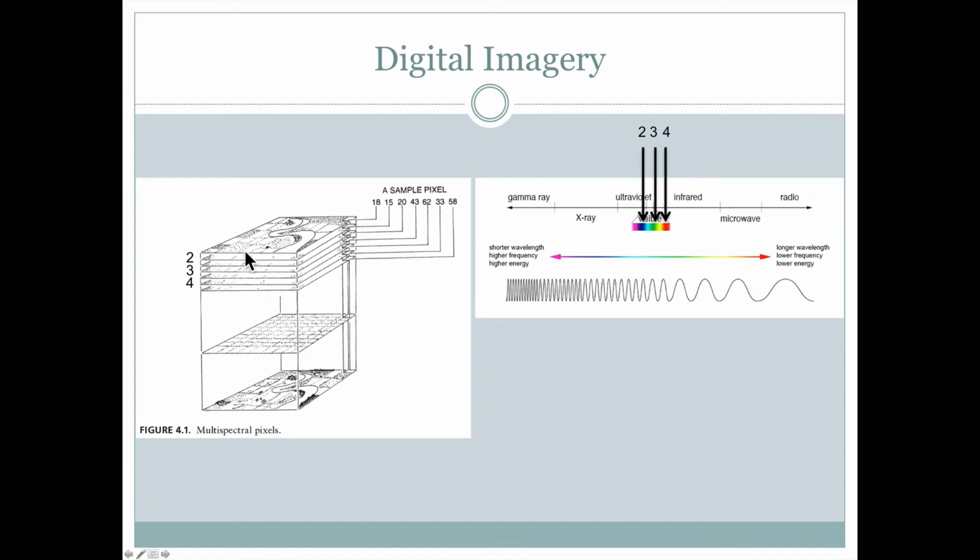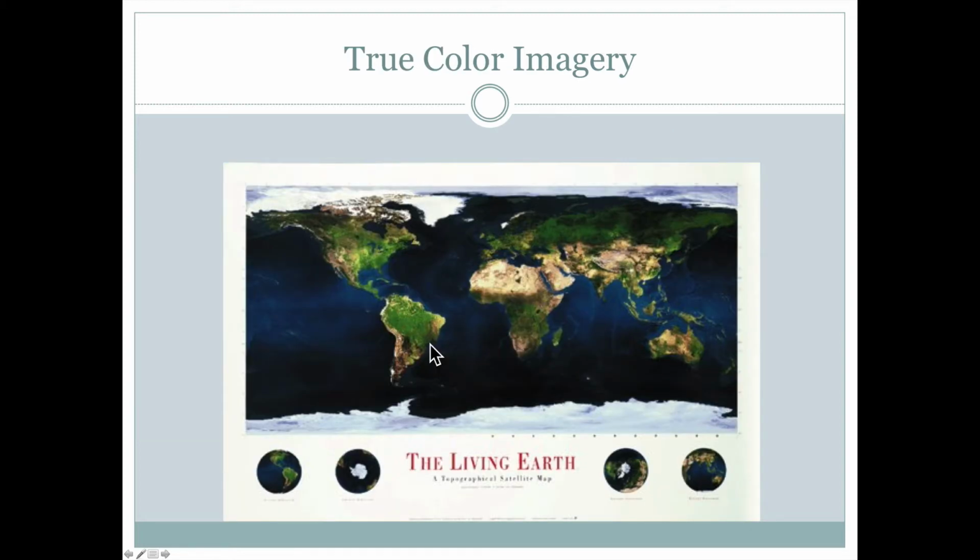So how does that work? So once again, we have all of these different bands of satellite imagery over here. And once again, each of these different bands is associated with a different portion of the electromagnetic spectrum. For example, in this case, 4 might be associated with the red portion of the electromagnetic spectrum, 3 with the green portion, and 2 with the blue portion of the electromagnetic spectrum. If this is the case, then we can actually make a true color image using remote sensing imagery.